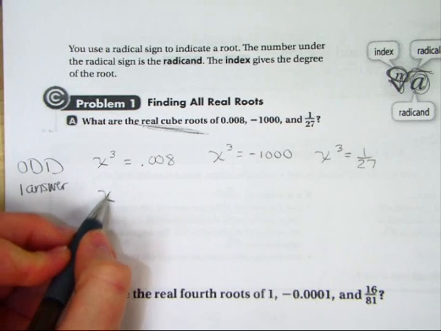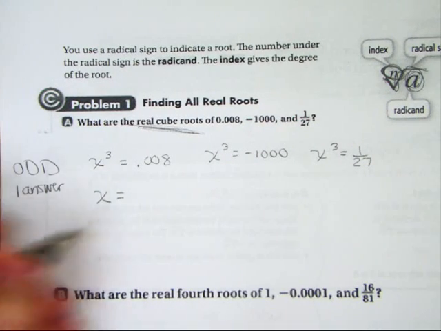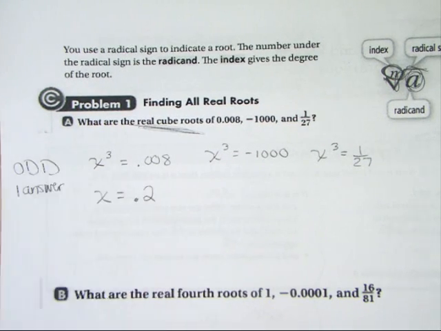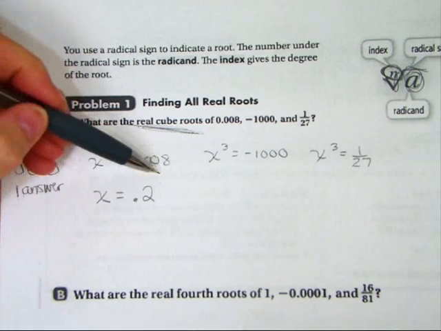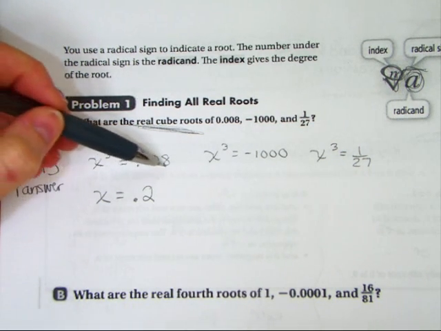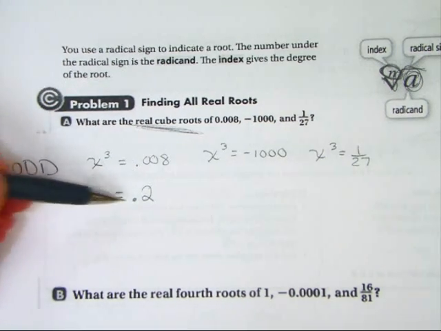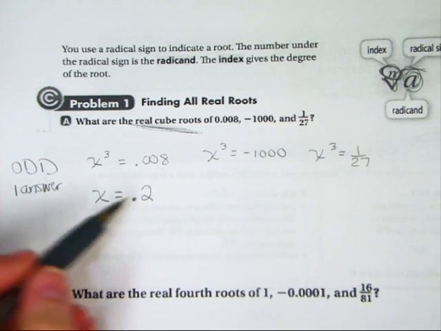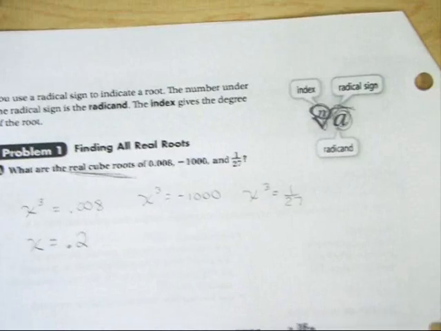So what cube gives you 0.008? 0.2. Now you might wonder how I did that so quickly. I know the cube root of 8 is 2. This is 3 decimals, so I know that one only has to have 1. Check it out. 0.2 to the 3rd power would be 0.008.